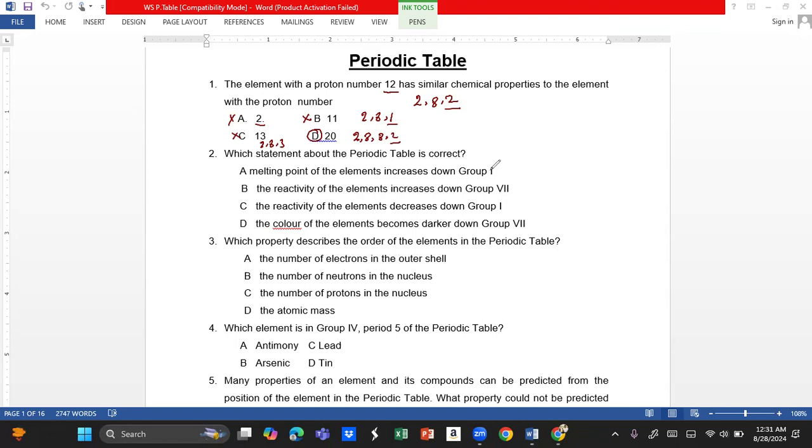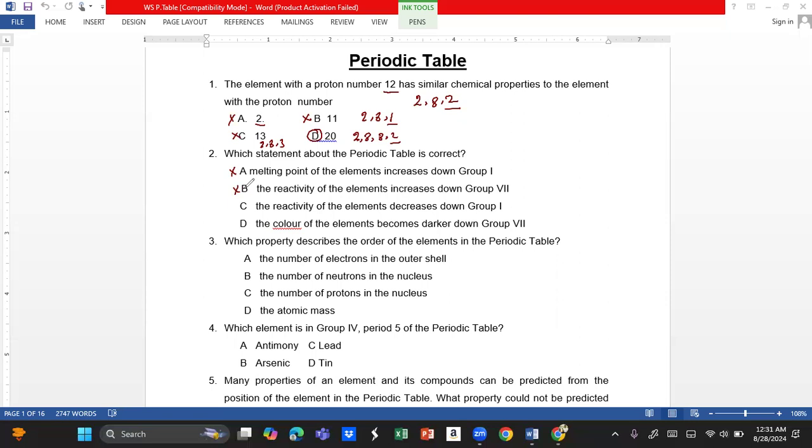Option B, the reactivity of the elements increases down group 7. As we go down the group, the state changes from gas to liquid, liquid to solid. At the same time, their relative molecular masses increase, their intermolecular forces increase. So reactivity cannot increase down the group. It decreases. Option A is incorrect. Option B is incorrect. Okay, see, the reactivity of the elements decreases down group 1.